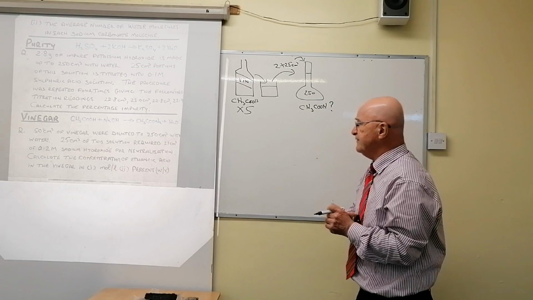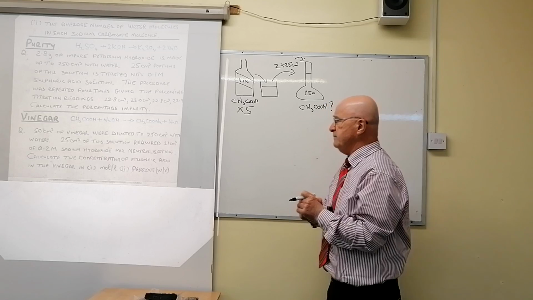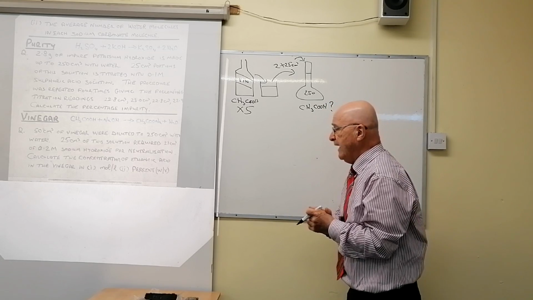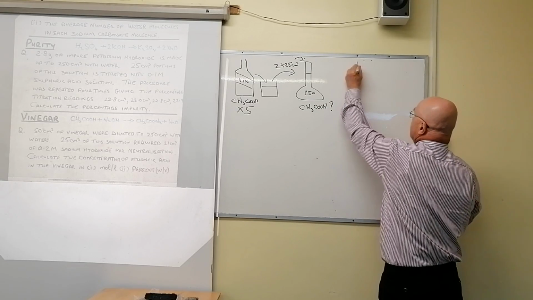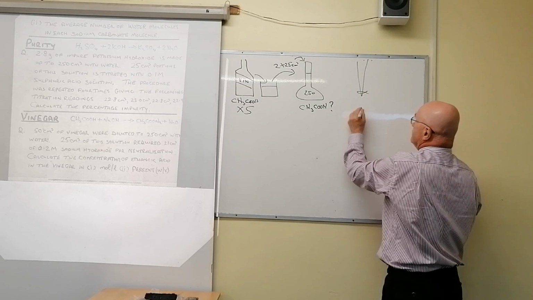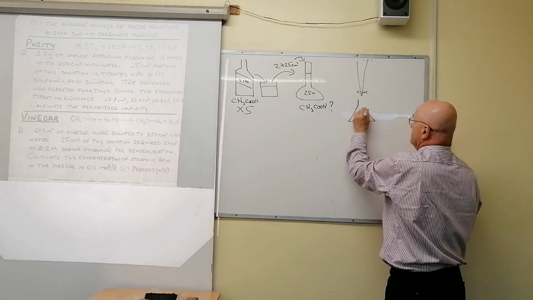25 centimeters cubed of this solution required 21 centimeters cubed of sodium hydroxide, and you're given that as a standard solution. Now, folks, do you realize what's happening then? This is again the titration. There's my burette and there's my conical flask.